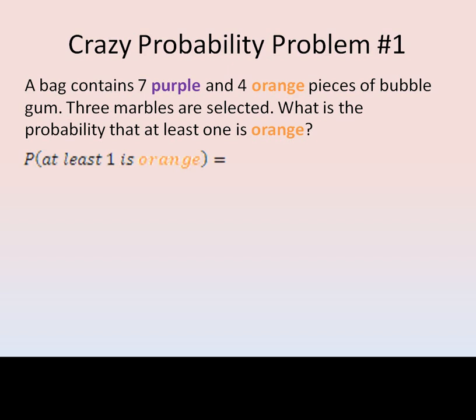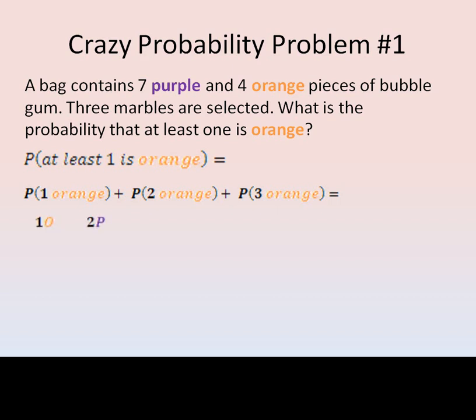I'm trying to find the probability at least one of the pieces of gum is orange. Now that probability can be broken down into 3 smaller probabilities. The probability that we're going to get 1 orange, the probability that we're going to get 2 orange, and the probability that we're going to get 3 orange. From this we have to find those 3 probabilities, and to do that we're going to have to count all these situations.